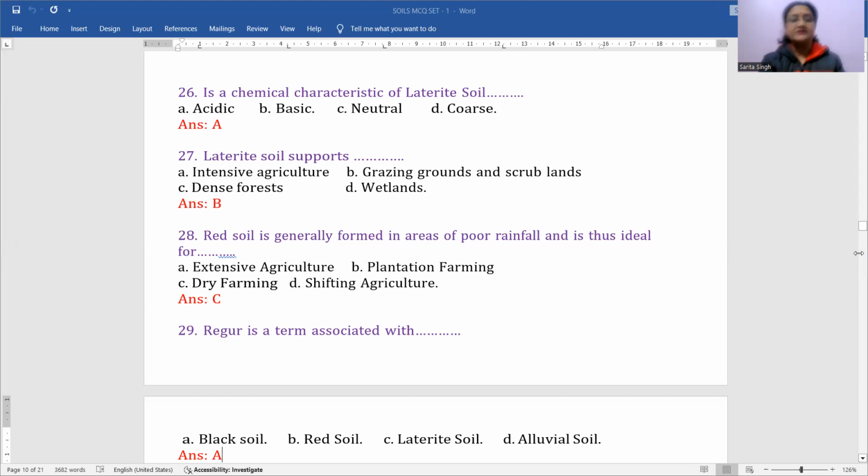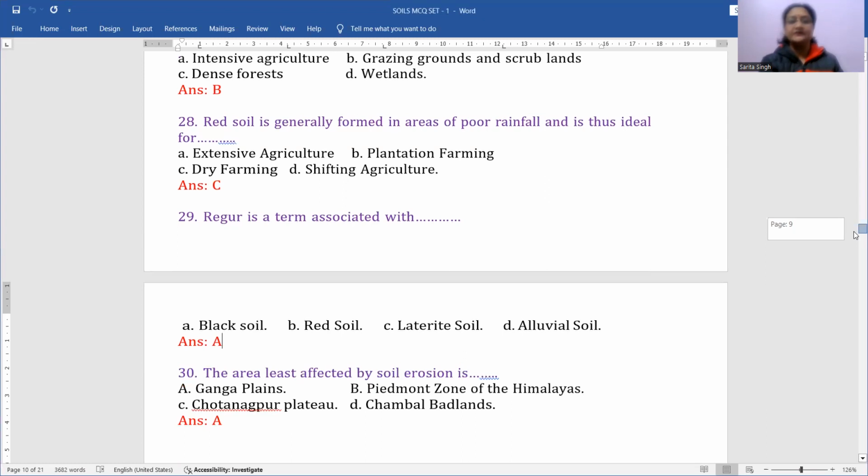Next question is: laterite soil supports intensive agriculture, grazing grounds and scrublands, dense forests और wetlands. हमेशा बच्चों laterite soil जो है वो grazing grounds को support करता है. Okay. Next है red soil is generally formed in areas of poor rainfall and is thus ideal for extensive agriculture, plantation farming, dry farming और shifting agriculture. It is dry farming. Okay, red soil को हम relate कर सकते हैं dry farming से. Clear? Then regur. Regur actually is a term given to black soil.